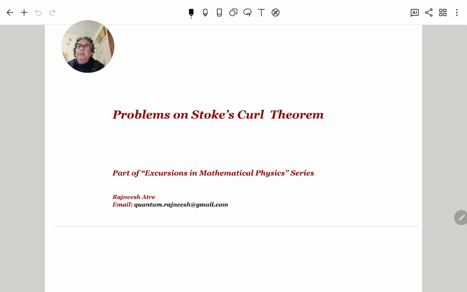So, as a part of our excursion series in mathematical physics, we now take up problems on Stokes' curl theorem. Similar to Gauss's divergence theorem discussed earlier, Stokes' curl theorem also plays a very crucial, very important role in different branches of physics, most importantly electrodynamics and fluid mechanics. So, the statement of the theorem.